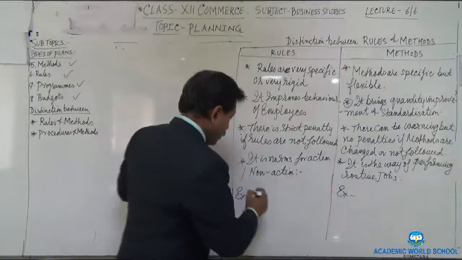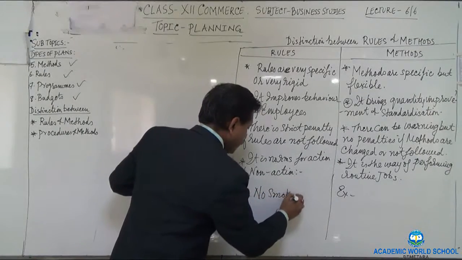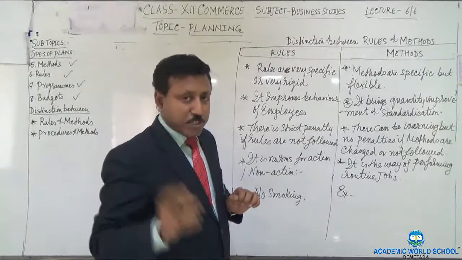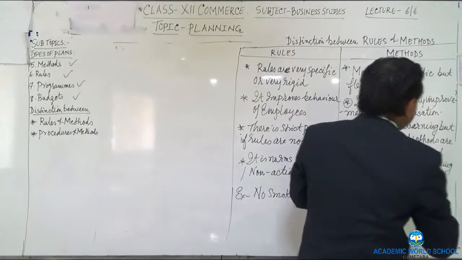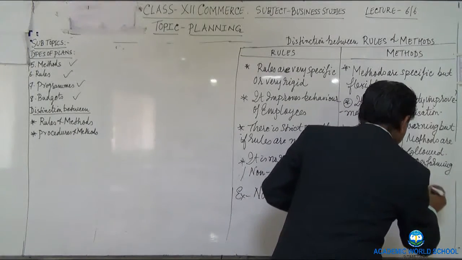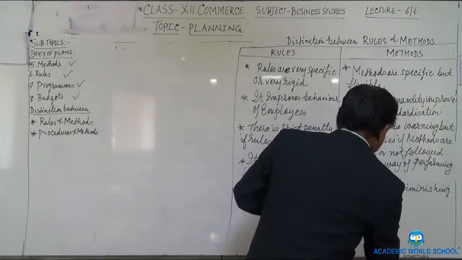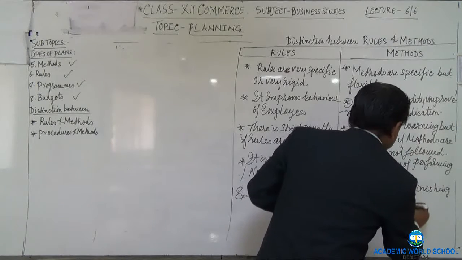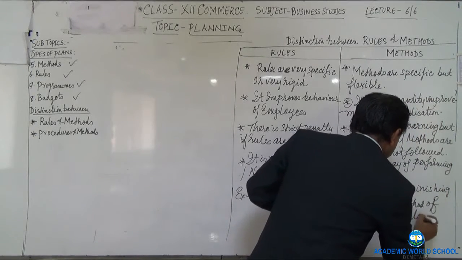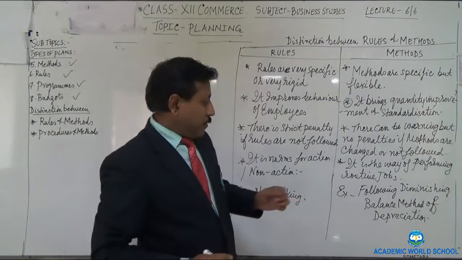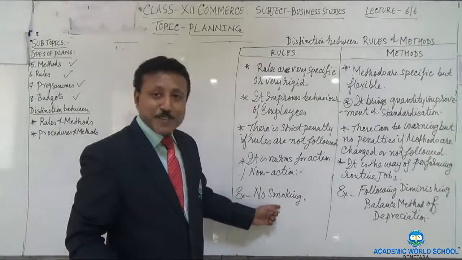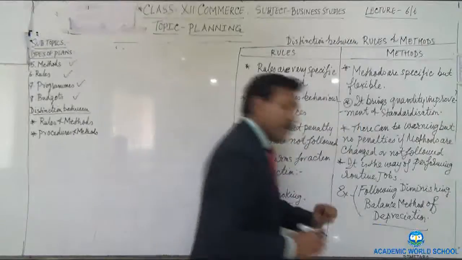Now let's take an example of rules. Let's say no smoking. Rules in the organization, it is written, no smoking. It's very rigid, you cannot change it. But what can be the example of a method? Let's say following the diminishing balance method of depreciation. This is the method, but this is a rule. Okay, I think you understood this.